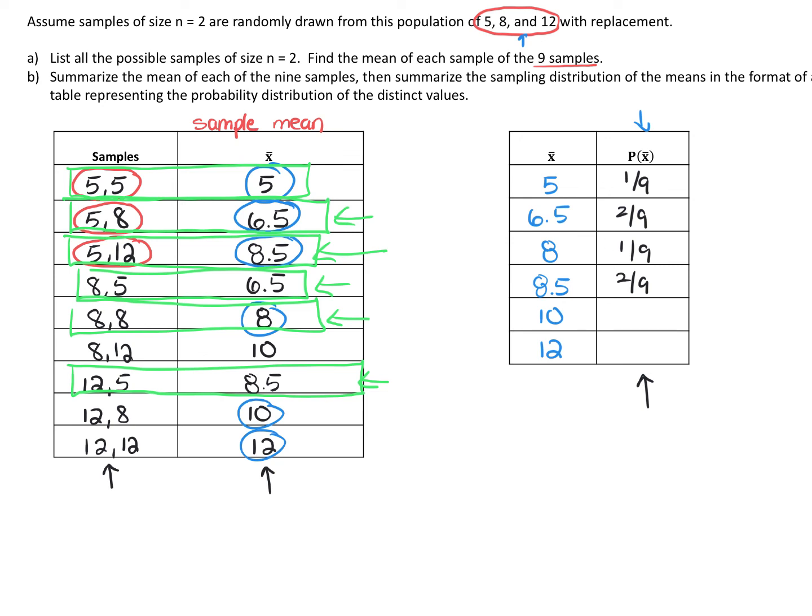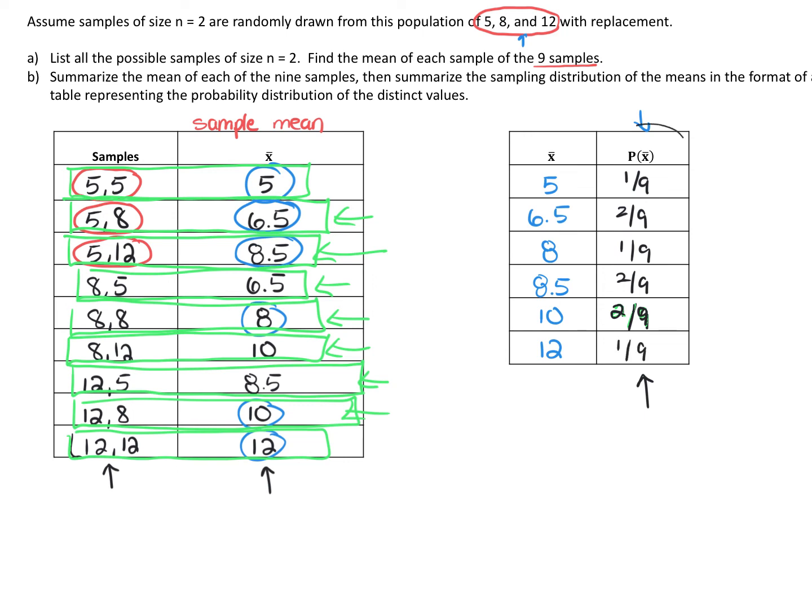The only way that I can get a sample mean of 10 is if I pick the number 8 and 12. So that sample 8 and 12 gives me a sample mean of 10. So there's only 1 out of 9 chances of that happening. Oh, no, I made a mistake. There's another way of getting a sample mean of 10 if I pick 12 and 8. So actually there are 2 ways. So I'm going to fix that. That's 2 out of 9. So there's 2 out of 9 ways of getting a sample mean of 10. And then there's only one way of getting a sample mean of 12. That's if I get the sample that contains the number 12 and 12. So that's 1 out of 9.